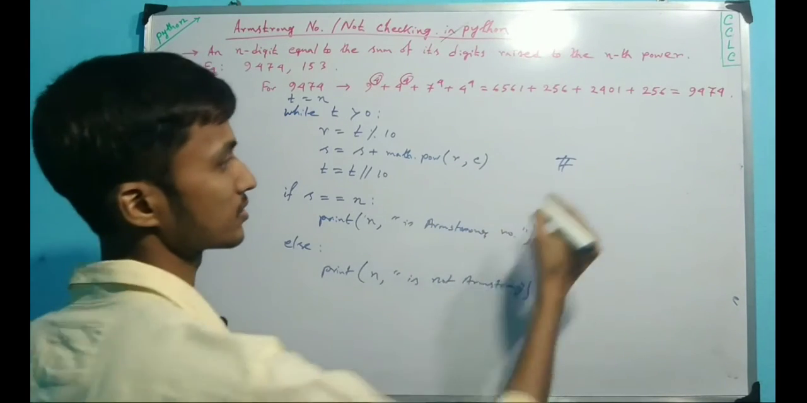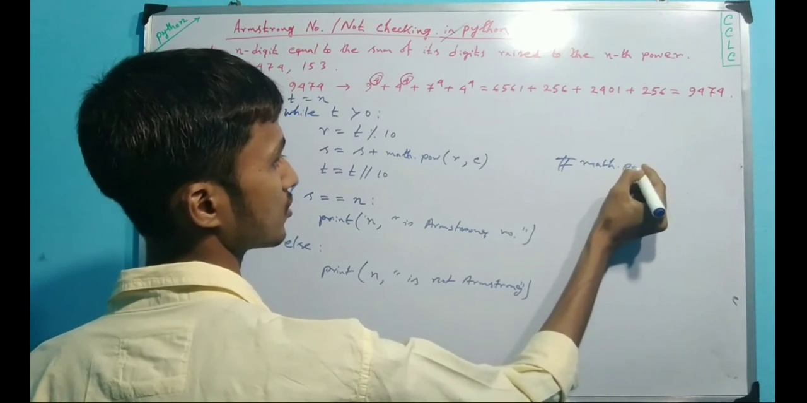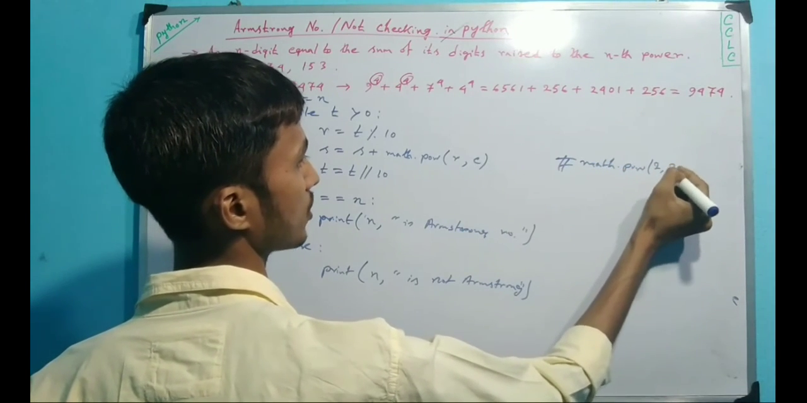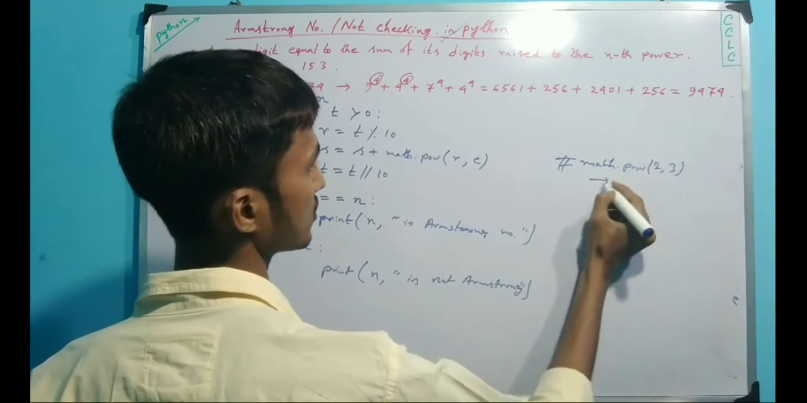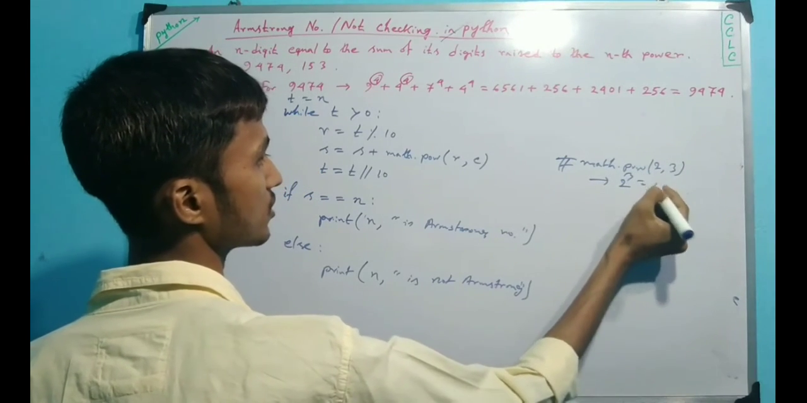Math.pow works as, suppose math.pow(2, 3) indicates 2 to the power 3.